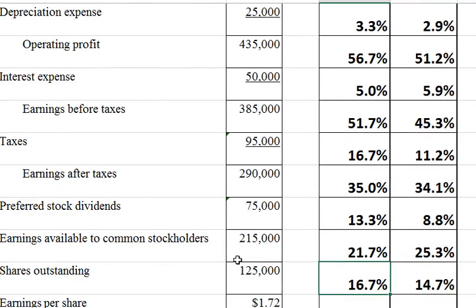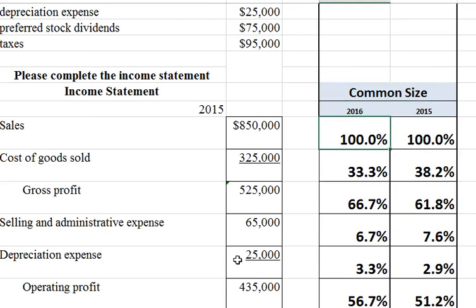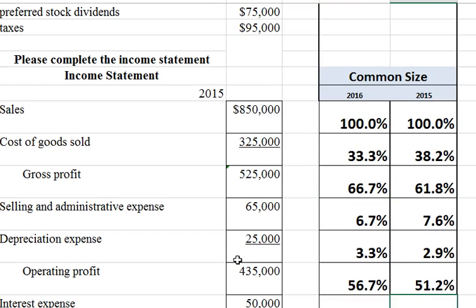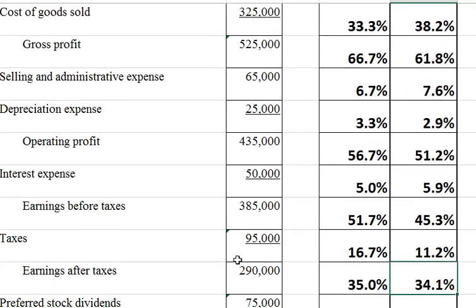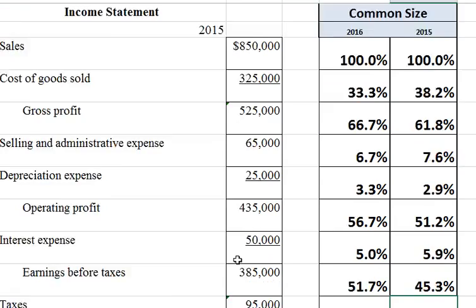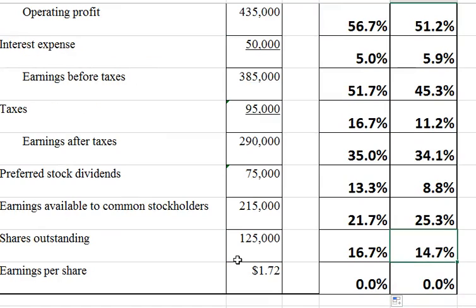So actually, outstanding shares, do I have this reversed? I think I have this reversed. Let's see. Maybe not. No, that's right. No, this is not reversed. 2016, 2015. Okay. It's because the revenues have increased.